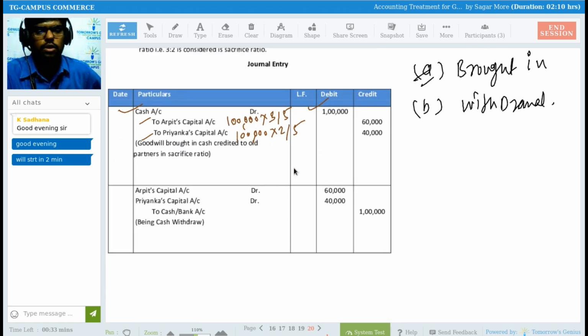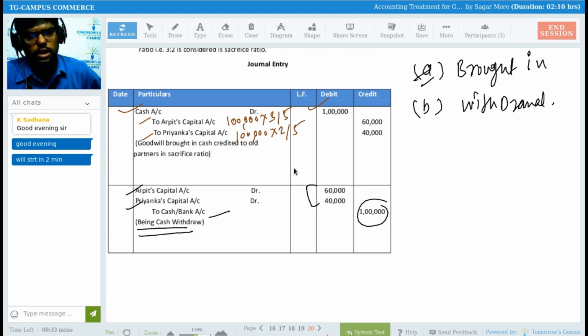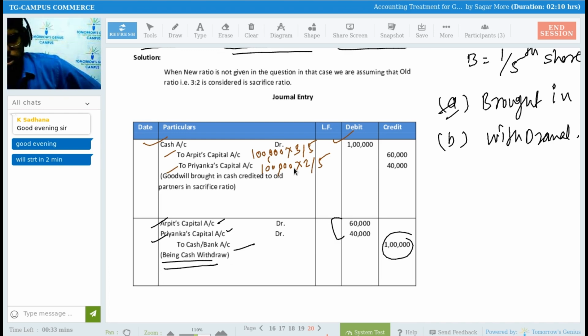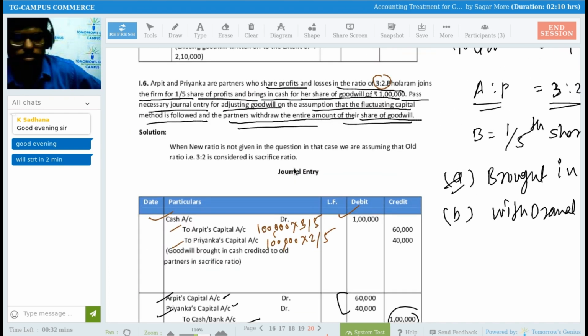See, the amount is withdrawn, being cash withdrawn. Arpit capital, Priyanka capital account we have debited and cash bank account we have credited 1 lakh rupees, and it's in the ratio of their sacrifice only, 1640. Understood this? Exactly the reverse entry we have to pass, right? Understood, Shivari, Dhanushri, Sadhana?